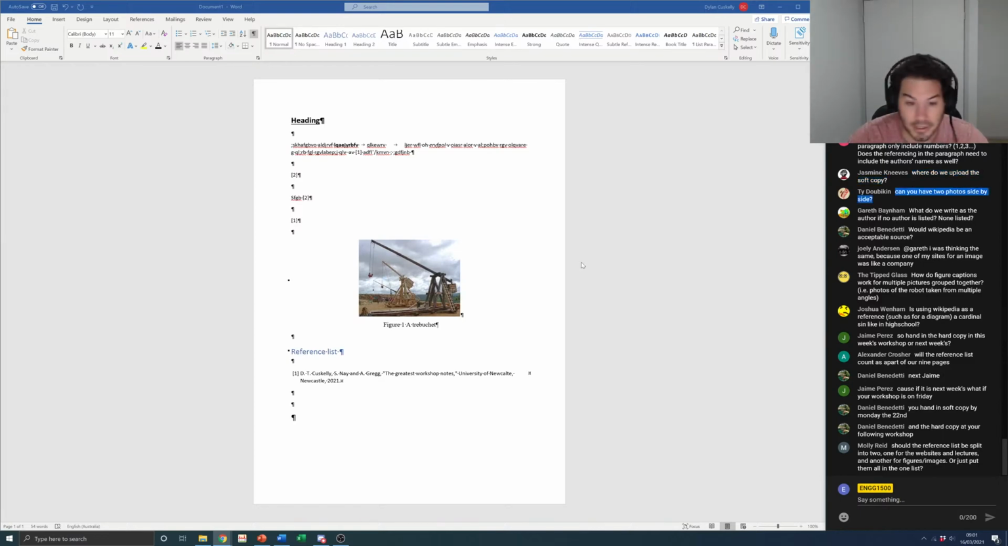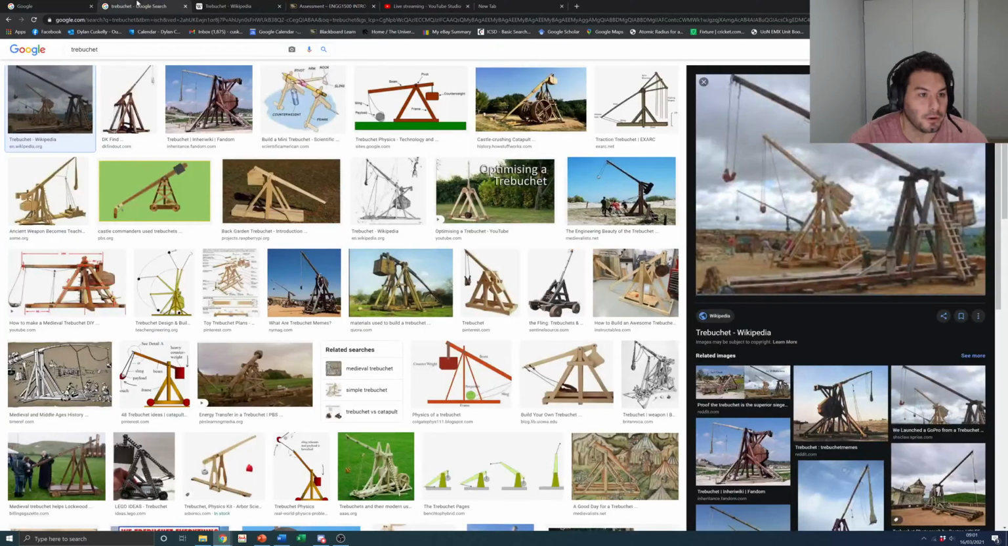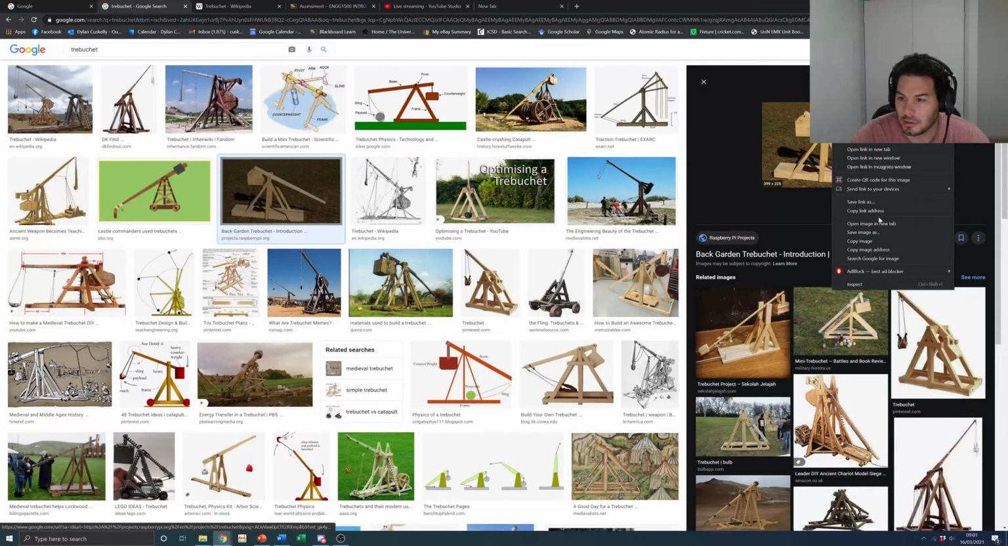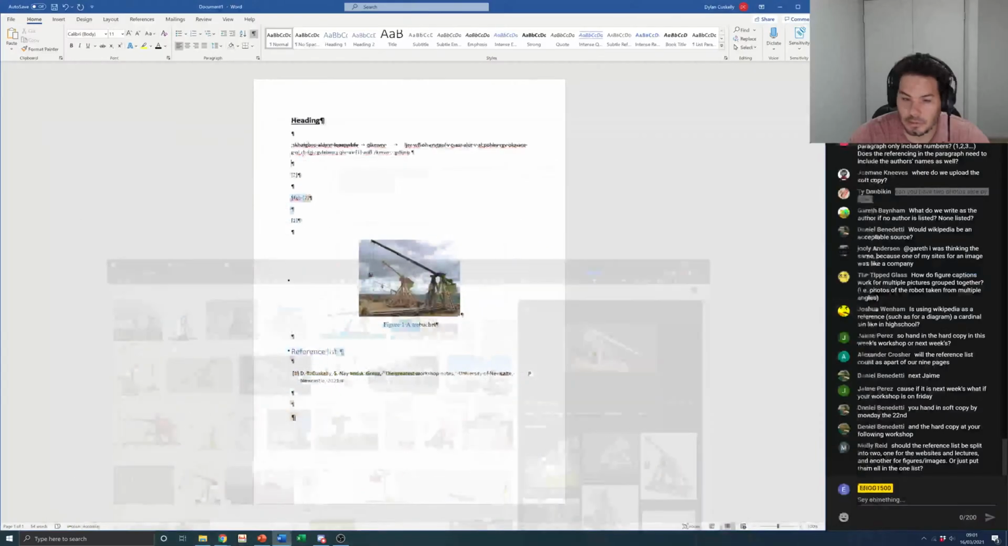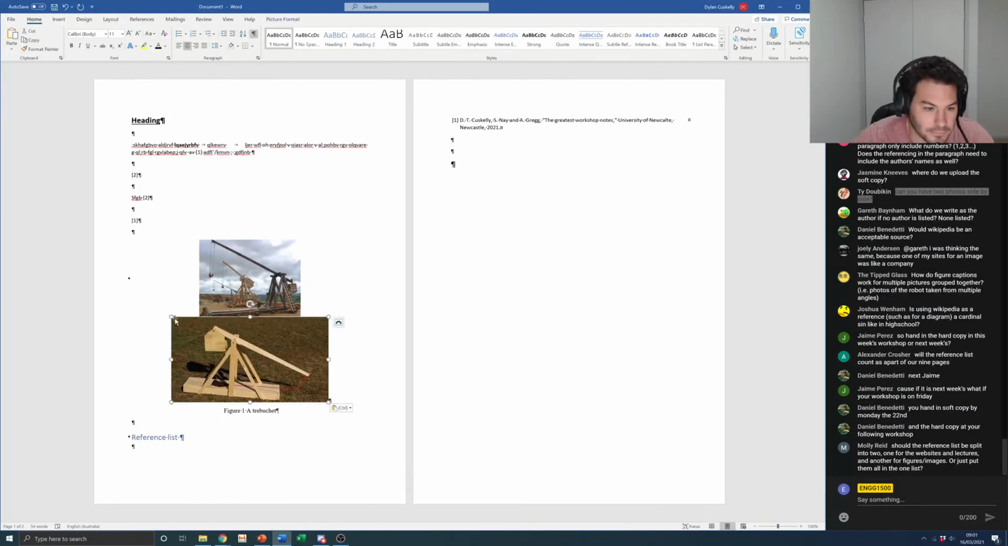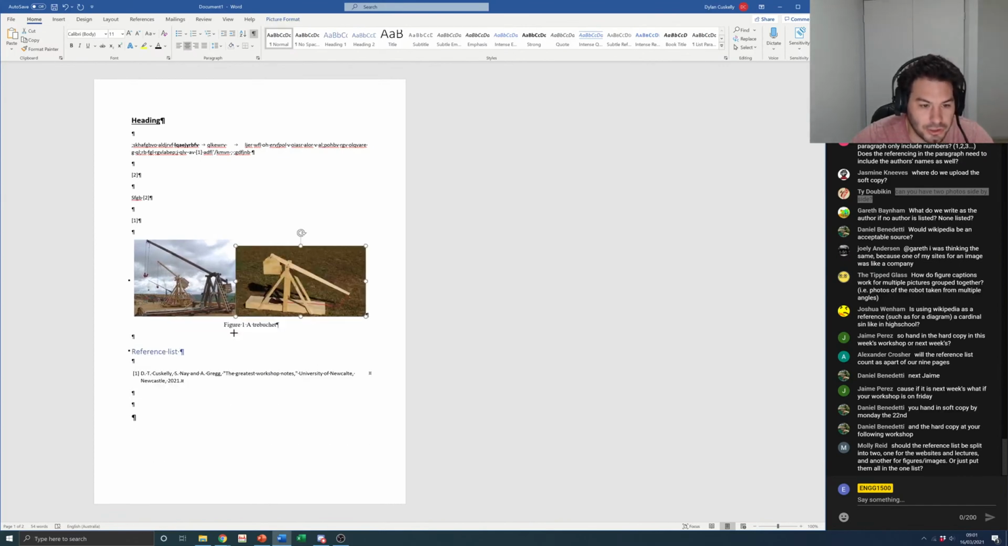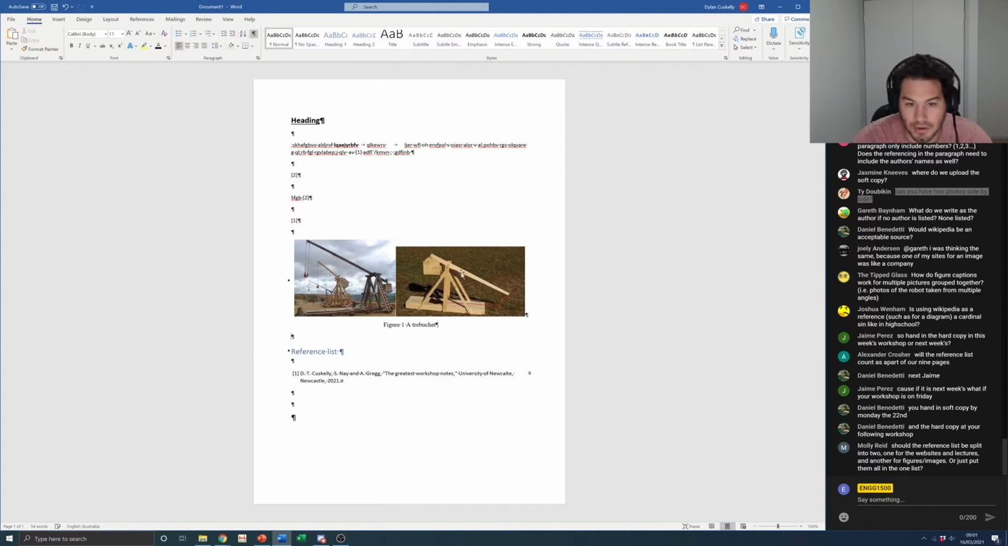Can you have two photos side by side? Yeah, you definitely can. So, if you want two photos of different trebuchets, generally what we would do is you can sort of do this in Word and you can kind of get something that's okay. And you would go, generally, left. You might format it slightly better than this. A large trebuchet, right, a small model. Okay, so you make it one figure with two parts, essentially.